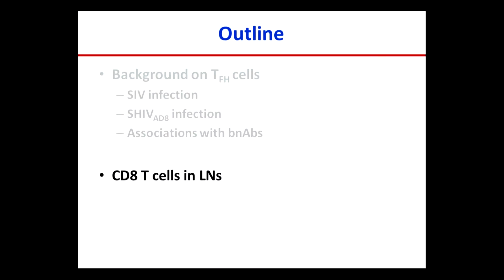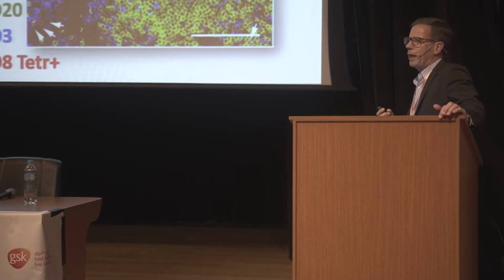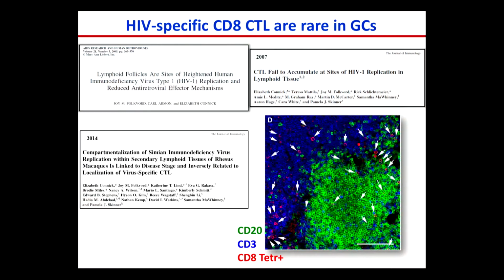All right. Let me move on for the second half of the talk and tell you about CD8 T cells in lymph nodes. Why CD8 T cells in lymph nodes? Well, you've heard that T follicular helper cells are infected. There's lots of virus replication there. They're important. And CD8 T cells, as you know, are one of the major ways that virus is controlled in humans and in monkeys.